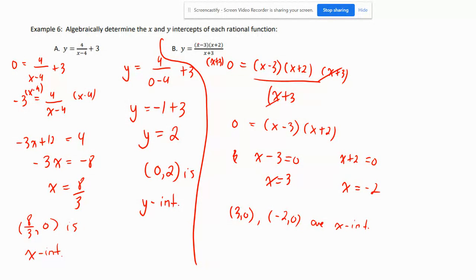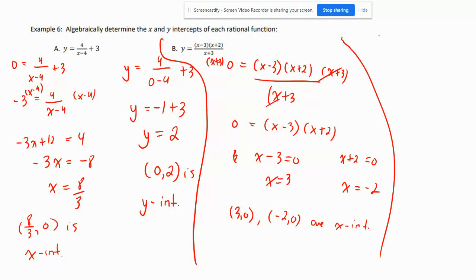If you just pick off what values of x make the numerator equal to 0, it's going to be 3 and negative 2. If the numerator is equal to 0, that means the whole thing is going to go to 0 as well, right? So for the x-intercepts in a function like this, guys, all we need to do is ask what makes this equal to 0 and what makes this equal to 0, which is 3 and negative 2, the solutions there.